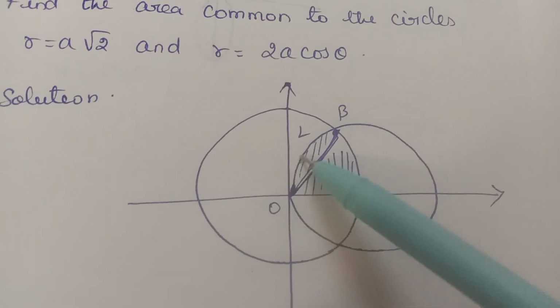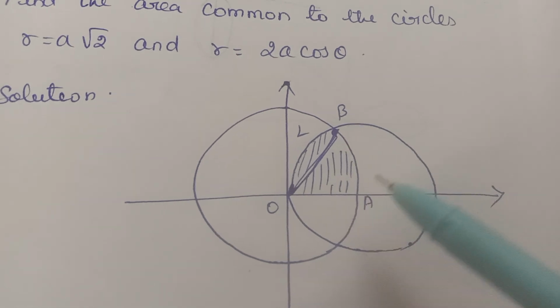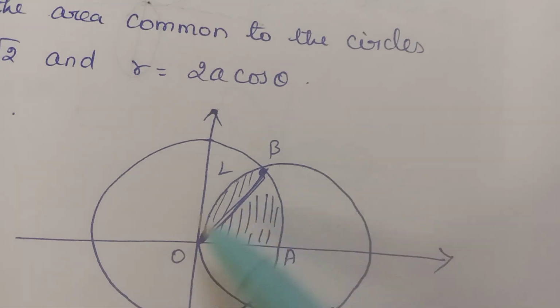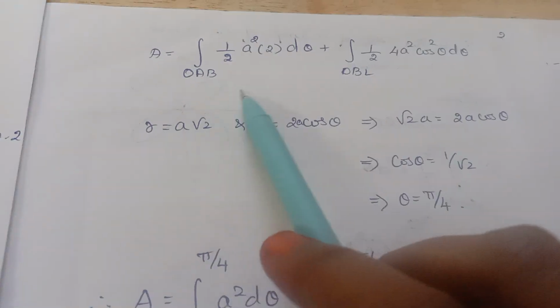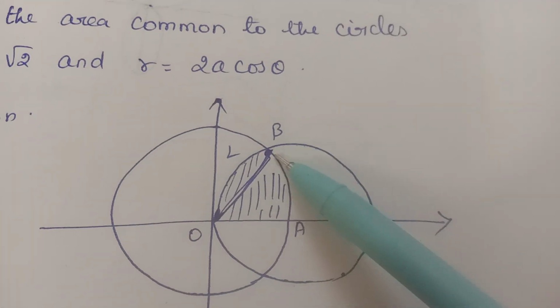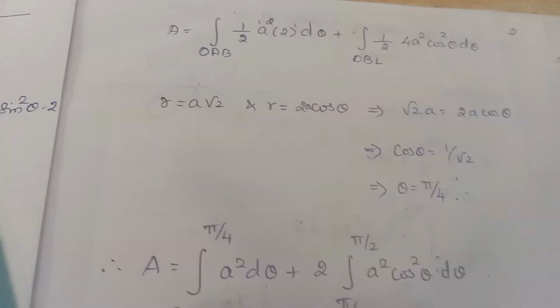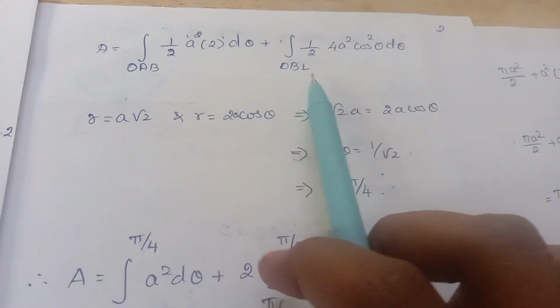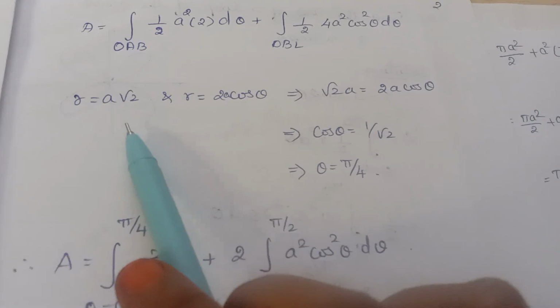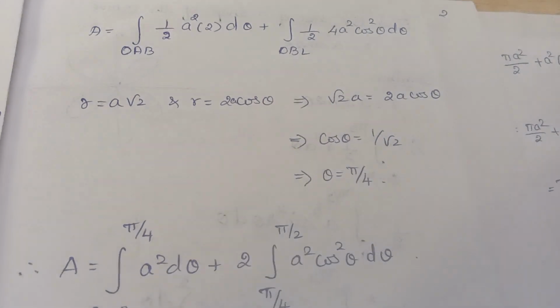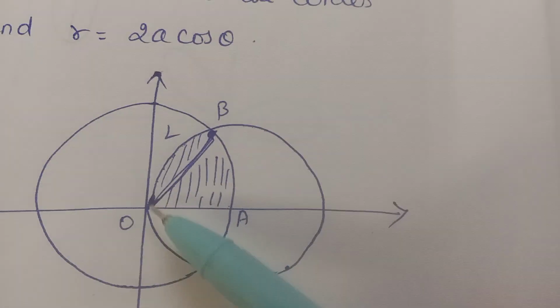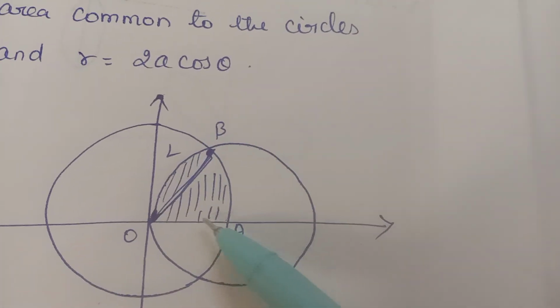See, this one part is bounded by this circle and another part is bounded by this circle. So what I am going to do is, area equal to sector OAB plus sector OBL. OAB means it is the sector by the first circle r equal to a root 2, and OBL means it is the sector by the circle r equal to 2a cos theta. So half a square 2 d theta, here half 4a square d theta. Right. r equal to a root 2 and r equal to 2a cos theta. That means this limit we have to find out. Both of them are lying in the first quadrant, but the limits are uncertain.